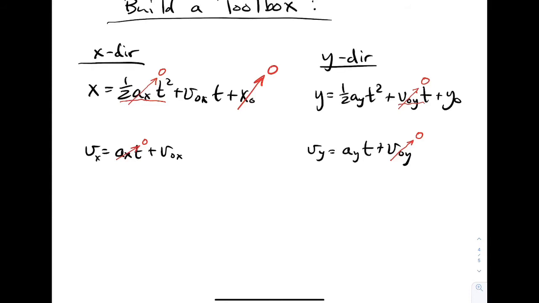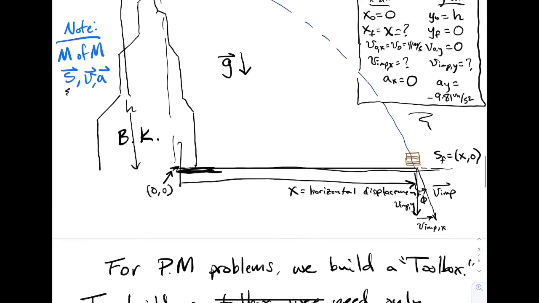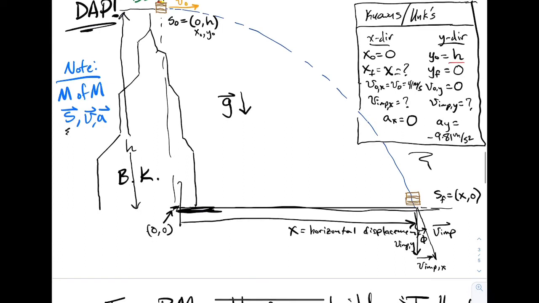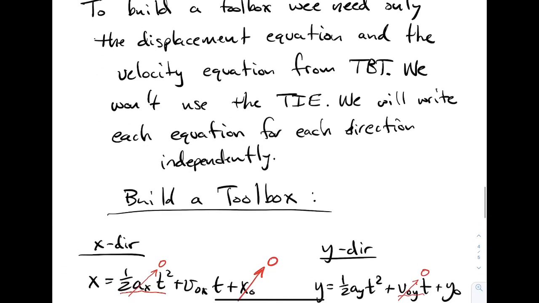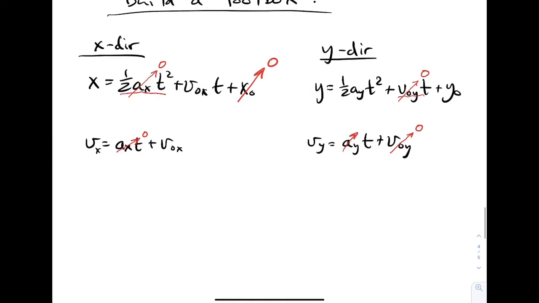I'm just going to go ahead and also put any constants we know. We know that y sub o is h, and we know that a_y is g. So we know a_y is g. So I'm going to go ahead and put g for a_y and h for y sub o. So all I'm doing is substituting zeros and known values.